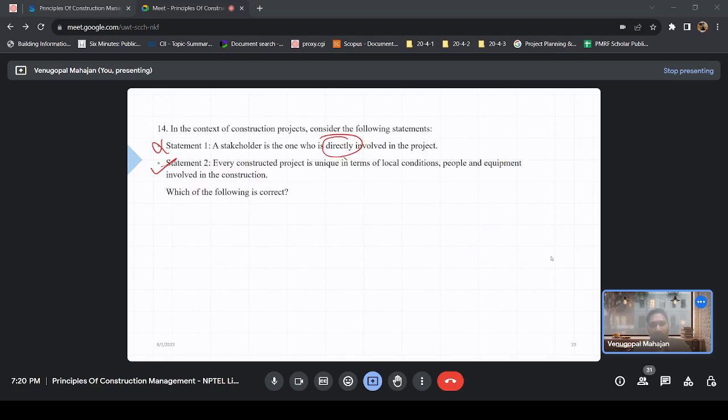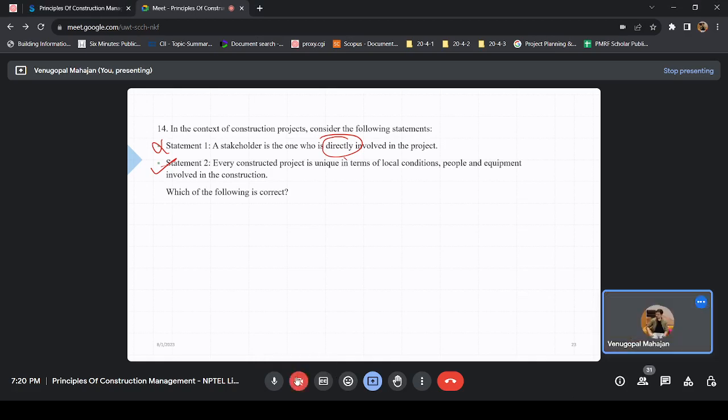Then stakeholders, obviously, who are directly or indirectly involved, who have a positive or negative impact, and the uniqueness of a construction project. Here I would like to raise one question to you guys. What do you mean by a project? I mean, the topic is construction management. I am going into the deeper theory. What do you mean by a project?